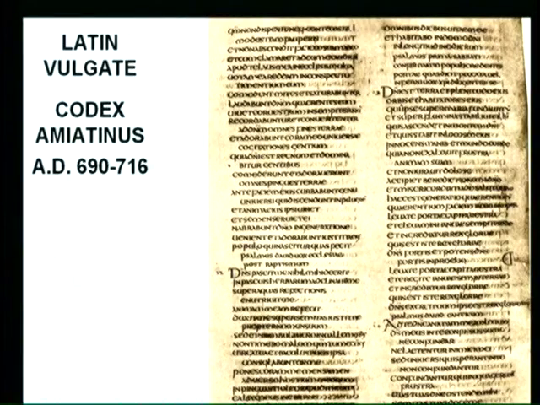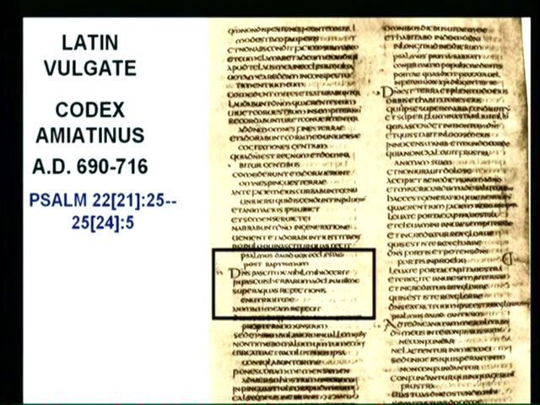Let's move to the Latin Vulgate. This is Codex Amiatinus from approximately the 8th century AD, from 690 to 716 AD. It was found in Ireland, and it's a fascinating codex of the Latin Vulgate. Here is the Book of Psalms. Here's Psalm 22 to 25 in the Vulgate, which includes Psalm 23, which is Psalm 22 in the Vulgate.